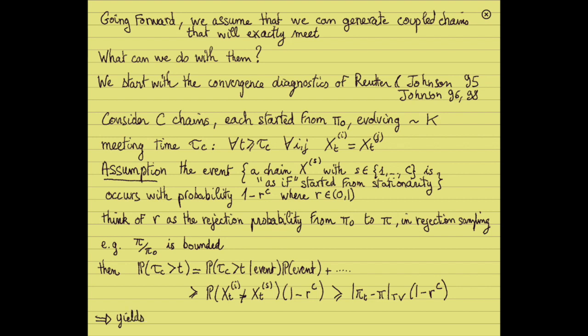And it's quite remarkable because this works for all times t. And it yields an upper bound on pi t minus pi in TV. The bound depends on the number of chains C, the constant R, and the survival probabilities of the meeting time. To be precise, we obtain the upper bound by putting 1 minus R to the C on the left-hand side, dividing by this.